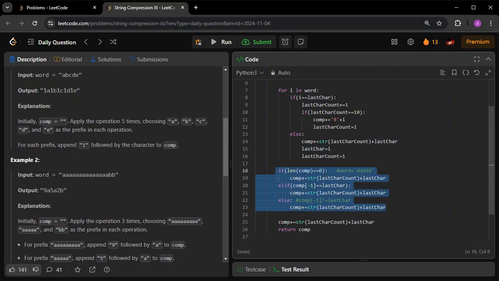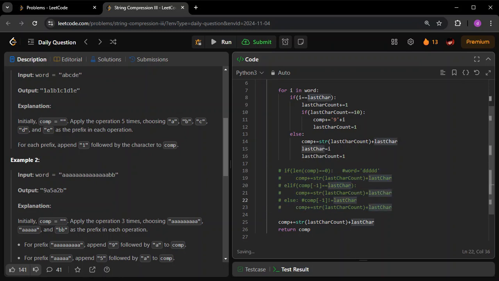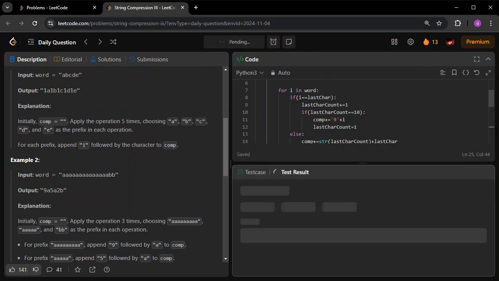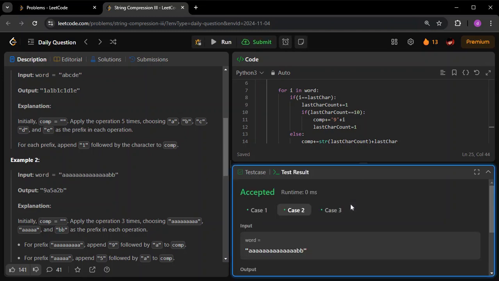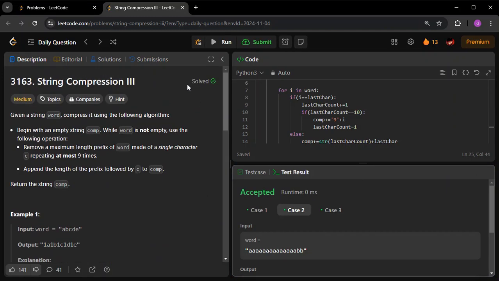That means you don't even need if conditions. Simply do comp plus equal to the last character count converted to string, and then add the last character, as simple as that. And finally we're returning the comp. If I can quickly run this and show you, you will see that it is clearing all the test cases. I've already submitted the solution and it has been accepted.